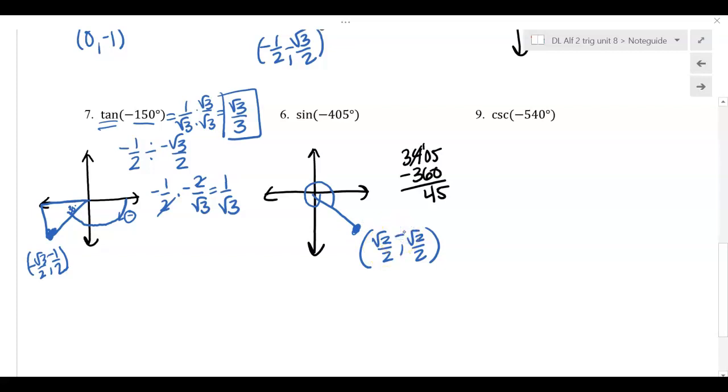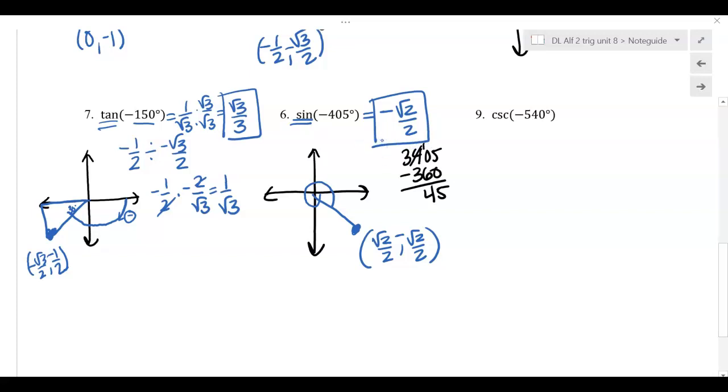And now I return back to the question. Now that I understand my position, where negative 405 degrees is and what the coordinates are that go with that, I look back at what I'm looking for. I'm looking for the sine. I remember that in the unit circle, the sine can be calculated strictly by using the y coordinate. So in this case, the value will be negative rad 2 over 2.